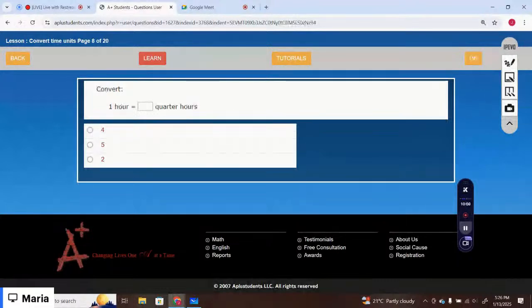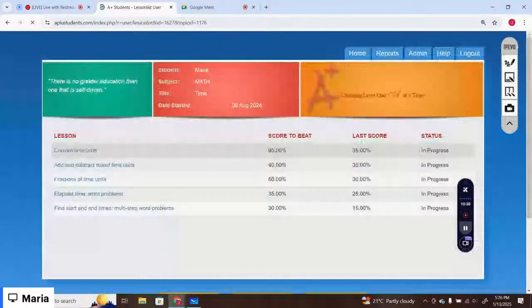1 hour equals how many quarter hours? 1 hour equals 4 quarter hours. Quarter hour means 15 minutes. Okay, you can complete the lesson by yourself later today. Let's just move on to the next lesson.